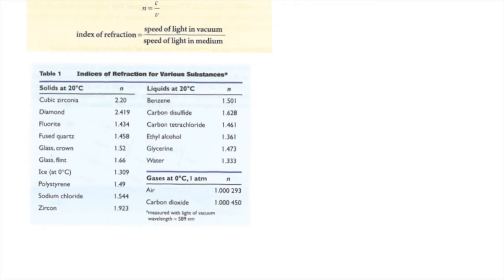So how do we know how fast light travels in different substances? Well, luckily for us, there's a way to calculate it. Here's an equation for your equation sheet. This is a great equation. It gives you a value n, which is known as the index of refraction. That's basically a ratio between the speed of light in a vacuum, which is its fastest possible speed, 3 times 10 to the 8th meters per second, divided by the speed of light in that medium.